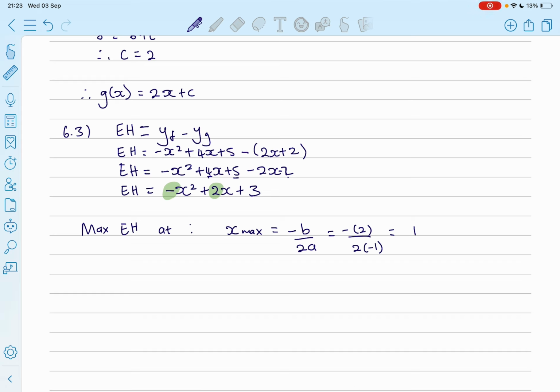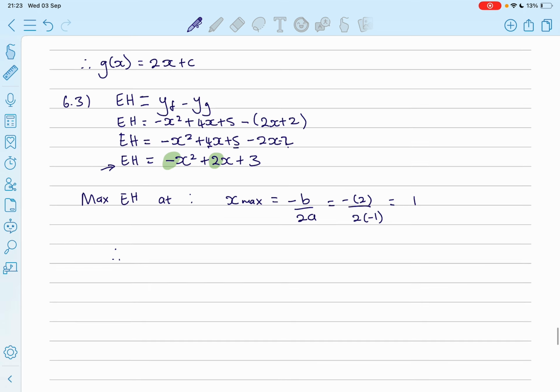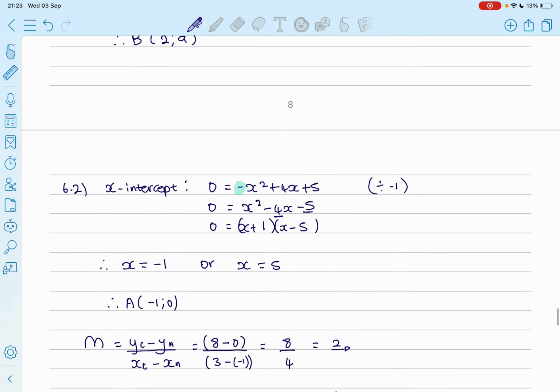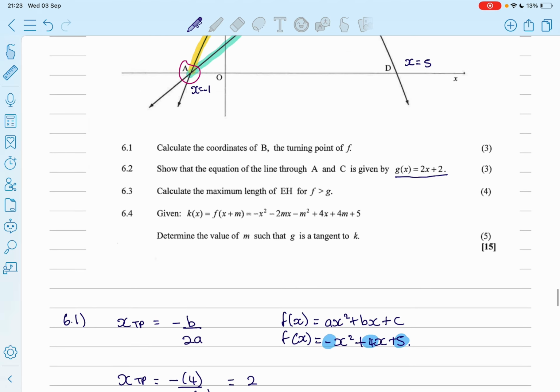And because EH is a vertical line, and we have developed the equation, we can now just substitute our x value. So therefore, EH will be negative 1 squared plus 2 multiplied by 1 plus 3, which will be 2 plus 3, that's 5, minus 1, which is 4. So that is the maximum length of EH when f is greater than g. Yay, we've just finished 6.3.